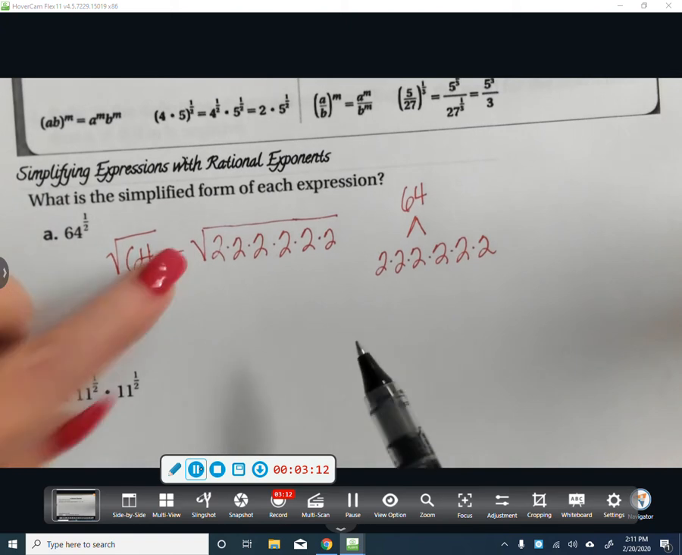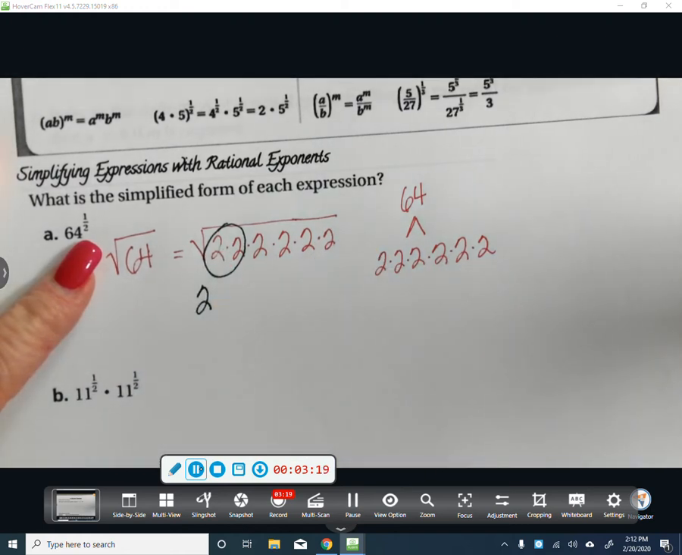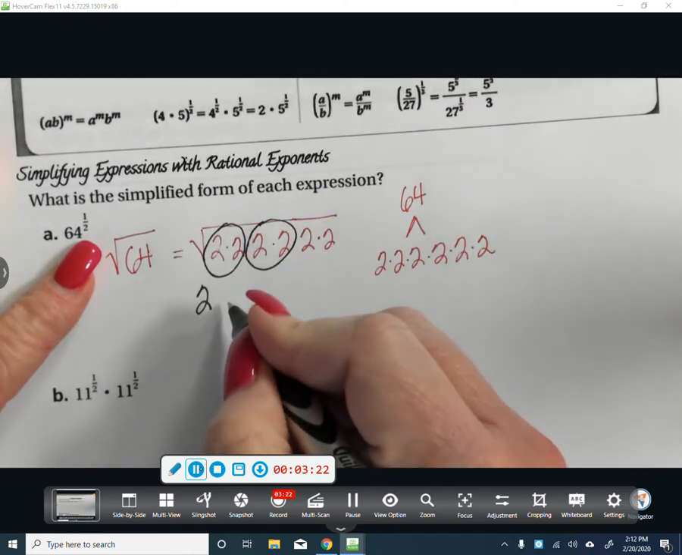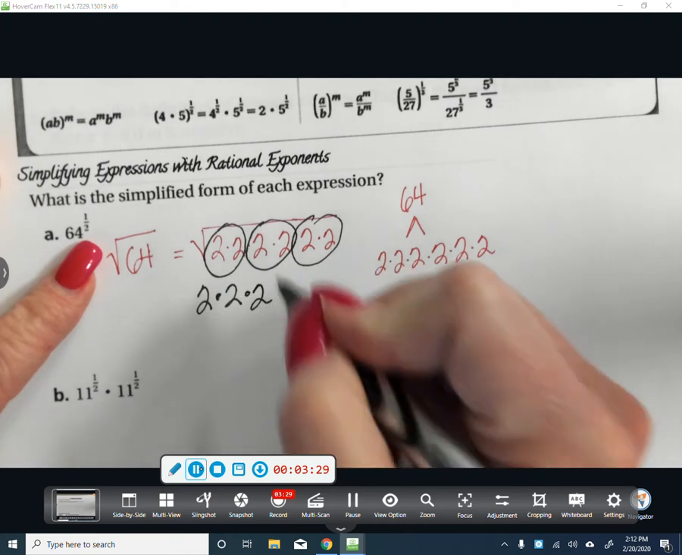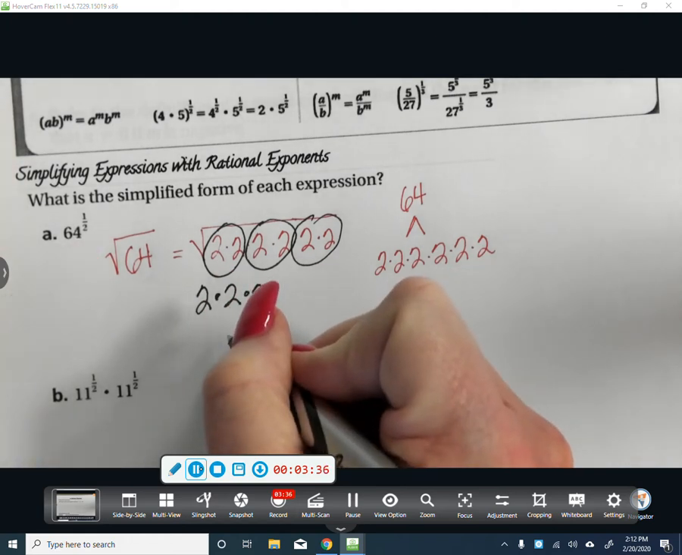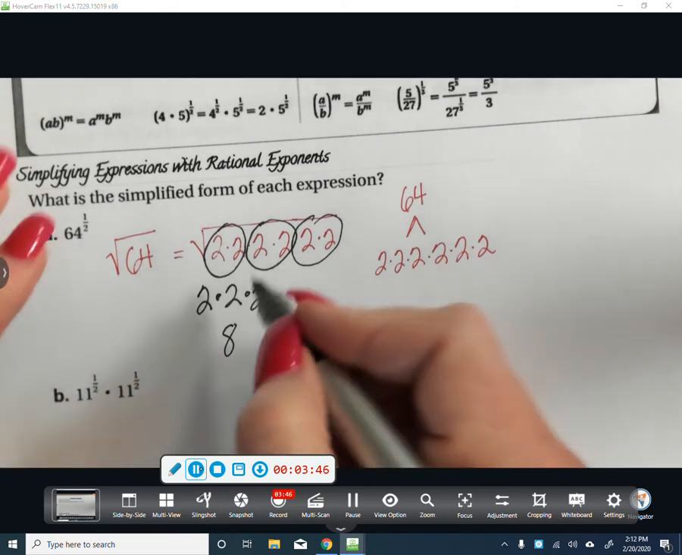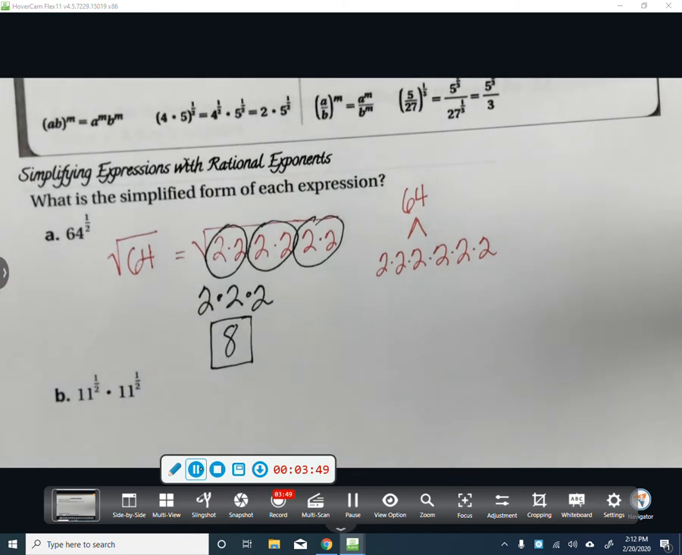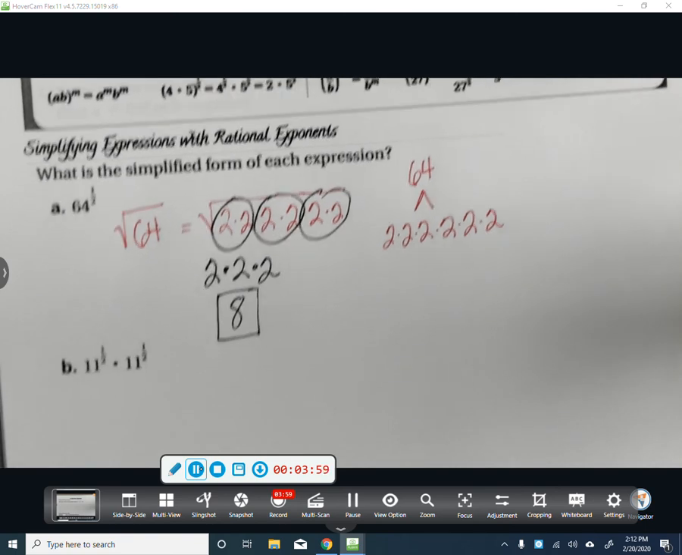Okay, so now I'm looking for groups of 2. So I take out a group of 2's here, and I write it down. Then I'm going to take out another group of 2's, but I put a multiplication sign in between, right? And then another group of 2's, and write it down. So what is 2 times 2 times 2? 2 times 2 is 4 times 2 is 8. So the square root of 64 is 8. And you're done. There was nothing else left under the radical. So 64 to the 1/2 power is 8. Questions? Let's look at the next one.